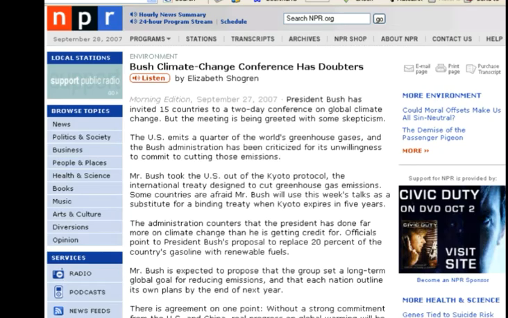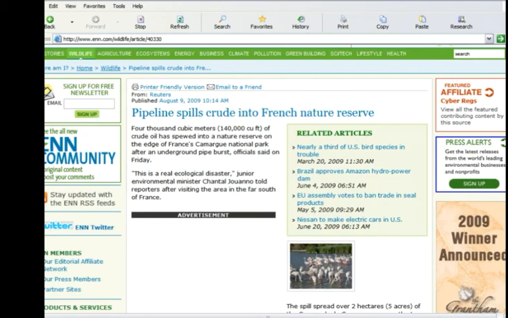Next, one more news you can see: Bush climate change conference has doubters. Recently you can see that President Bush has invited 15 countries to a 2-day conference on global climate change, but the meeting is being greeted with some skepticism. They are just doing meetings and eating, nothing else, no major activities to solve the environmental issues. Only doing meetings cannot solve the problems of environmental issues.